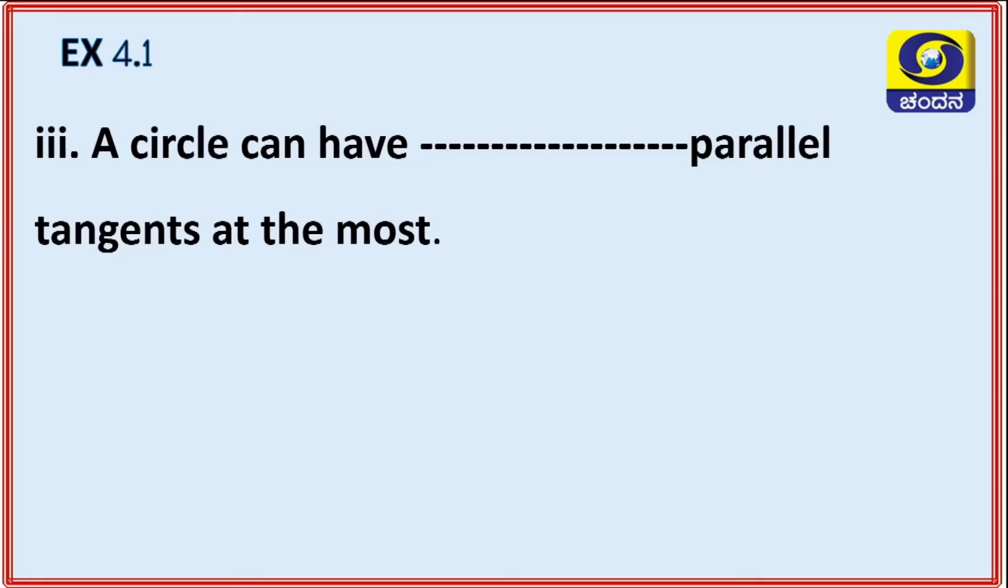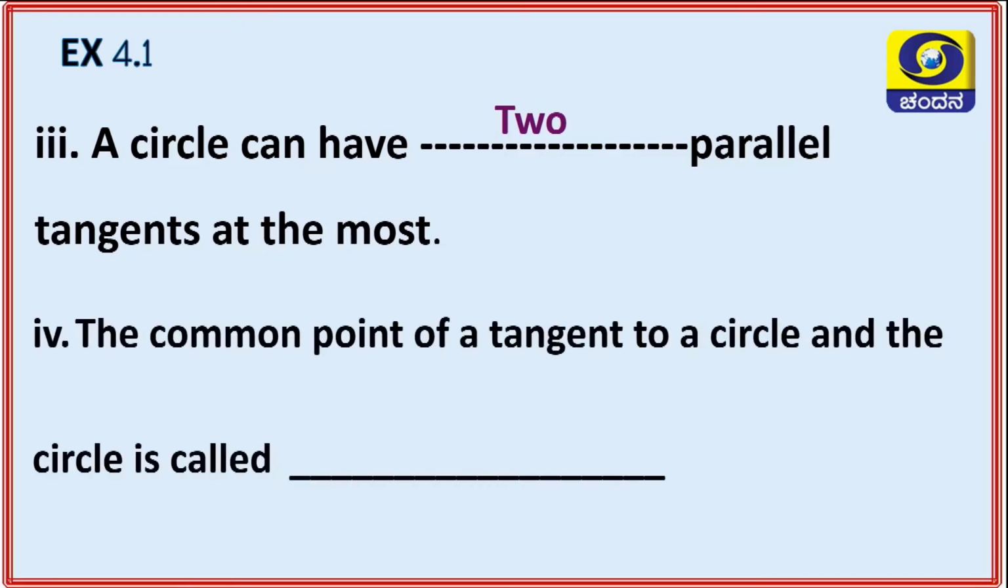Next question was: a circle can have dash parallel tangents at the most. We watched a video regarding this. How many parallel tangents can a circle have? Only 2 parallel tangents. The common point of a tangent to a circle and the circle is called what? What do we call the point where the tangent touches the circle? Yes, you are right. It is the point of contact.